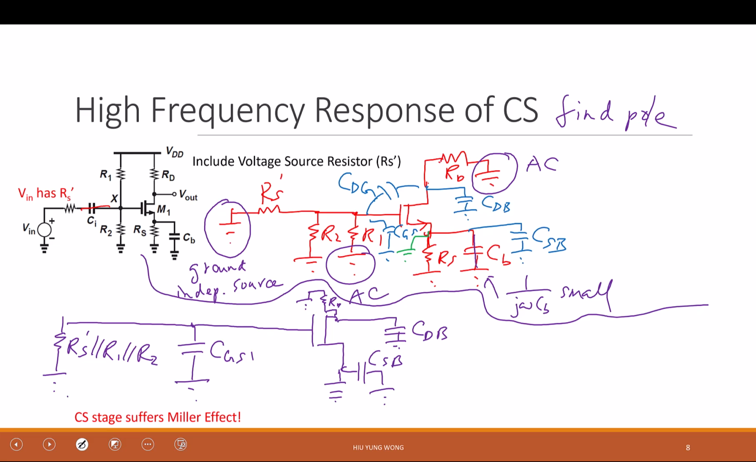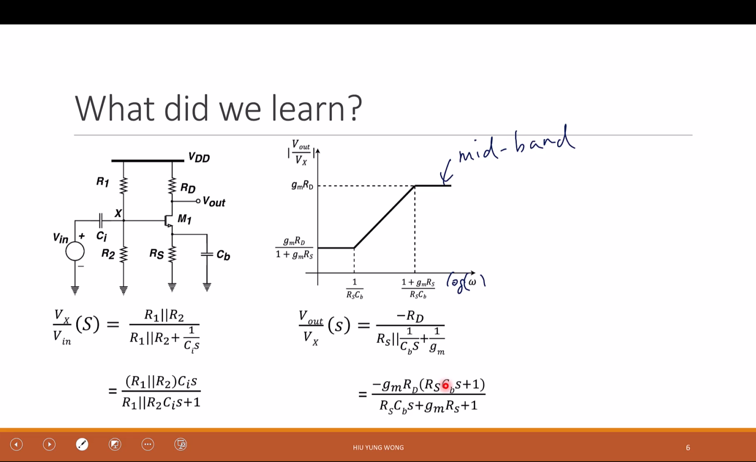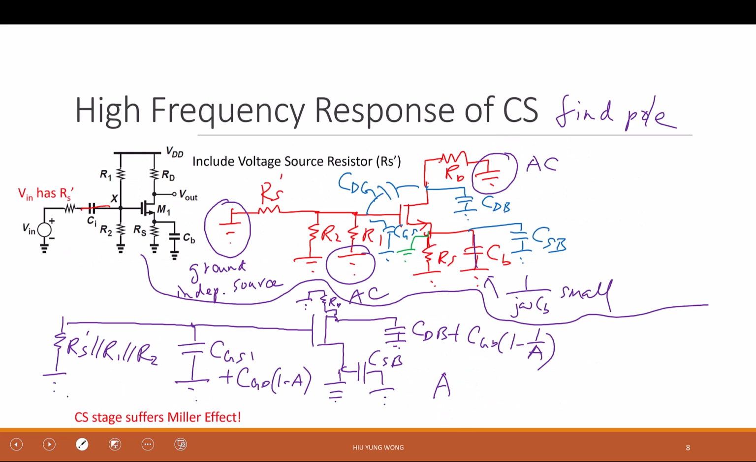Use the mirror effect, right? So this becomes CGD times 1 minus A. This is CGD times 1 minus 1 over A. So the equation is 1 minus A, right? But then what is A? Yes. A is the gain of the midband, right? We need to find out what is A, which is negative gm RD, right? This is the absolute value here. So A is negative gm RD, right?